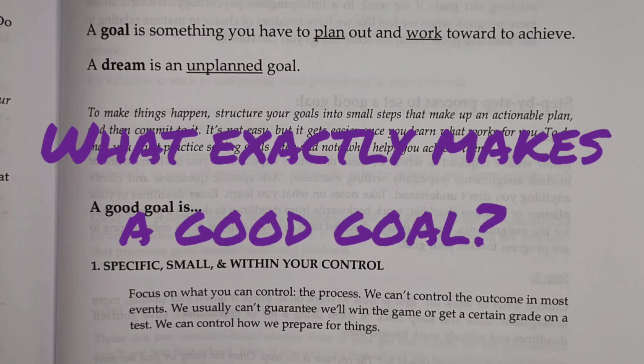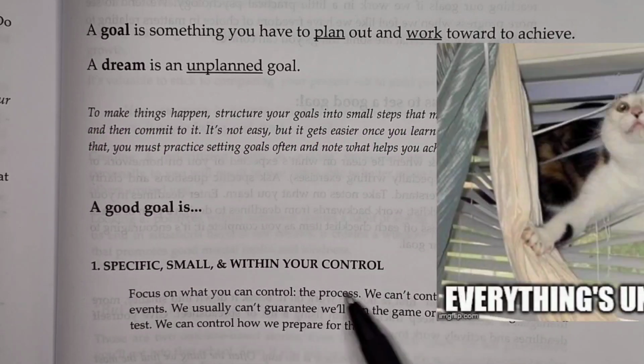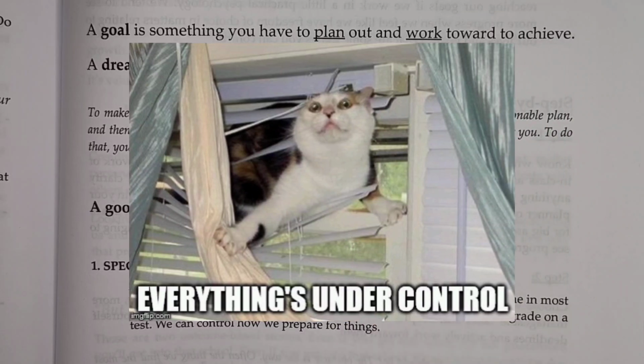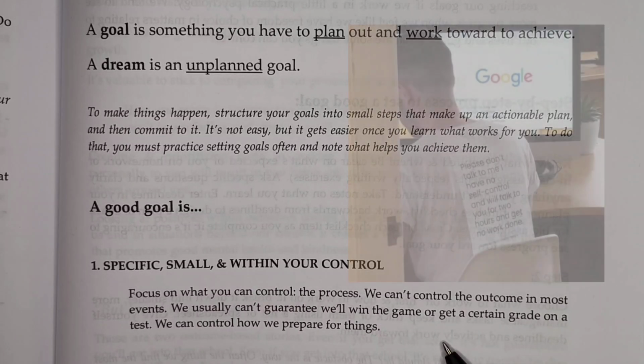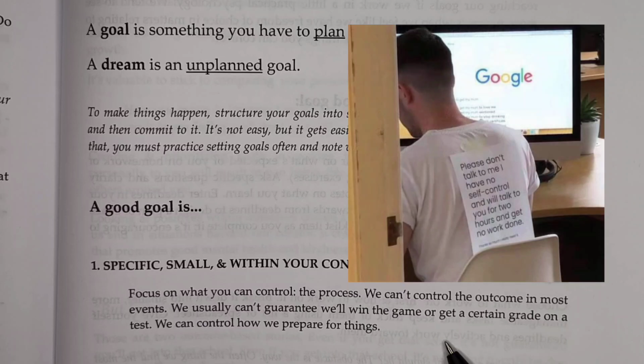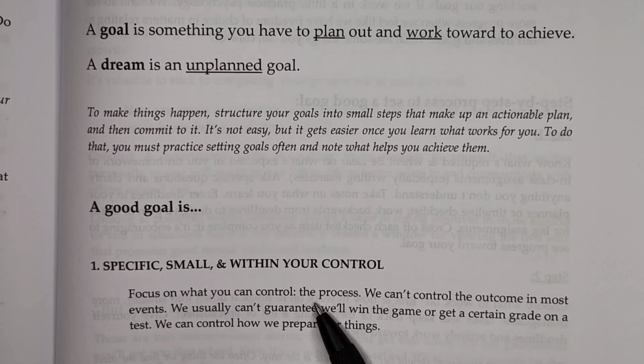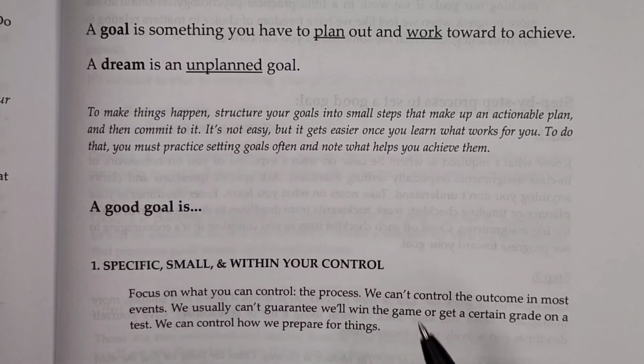So next, let's talk about what makes up a good goal. A good goal is first and foremost specific, small, and within your control. Certain things like a grade or a score on a test aren't necessarily within your control, but studying for it, tracking your progress and noticing patterns are certainly within your control. So we want to focus on what's within control, and that is the process. We can't control the outcome, but we can control the process, and that is a super important distinguishing feature of what separates effective studiers from dreamers.